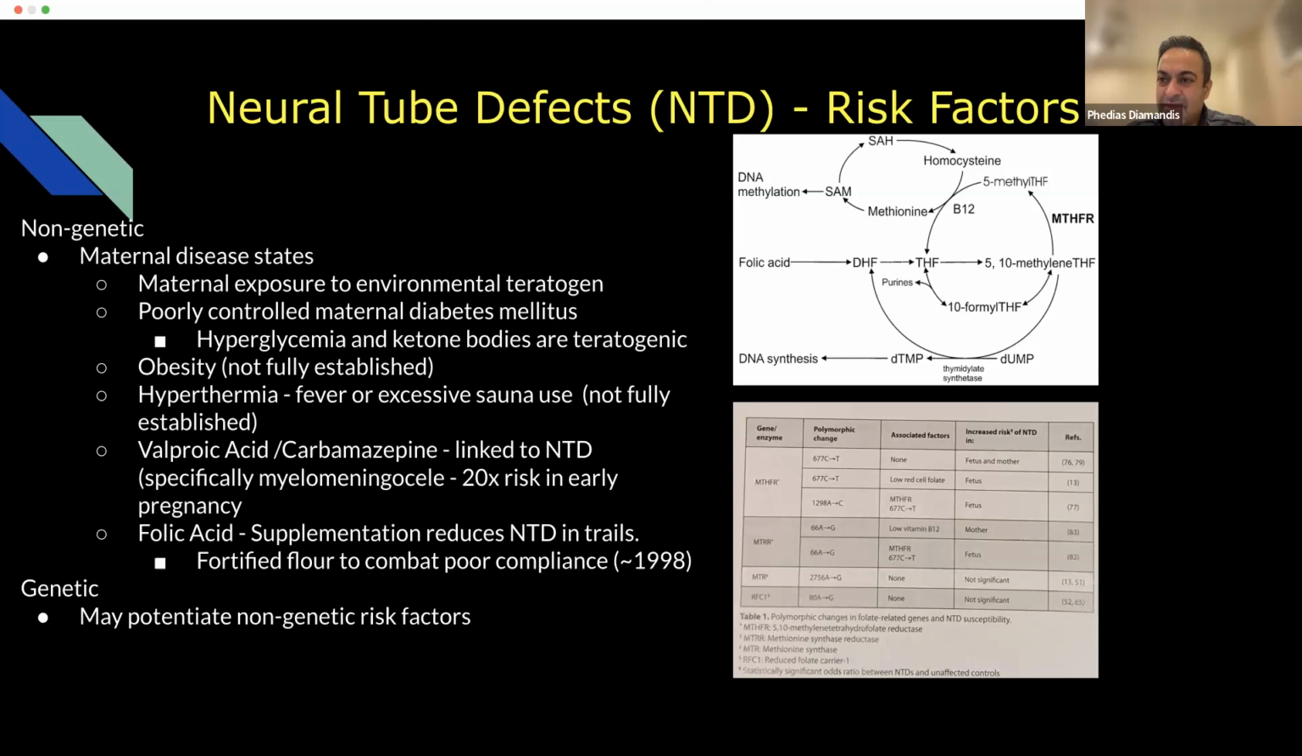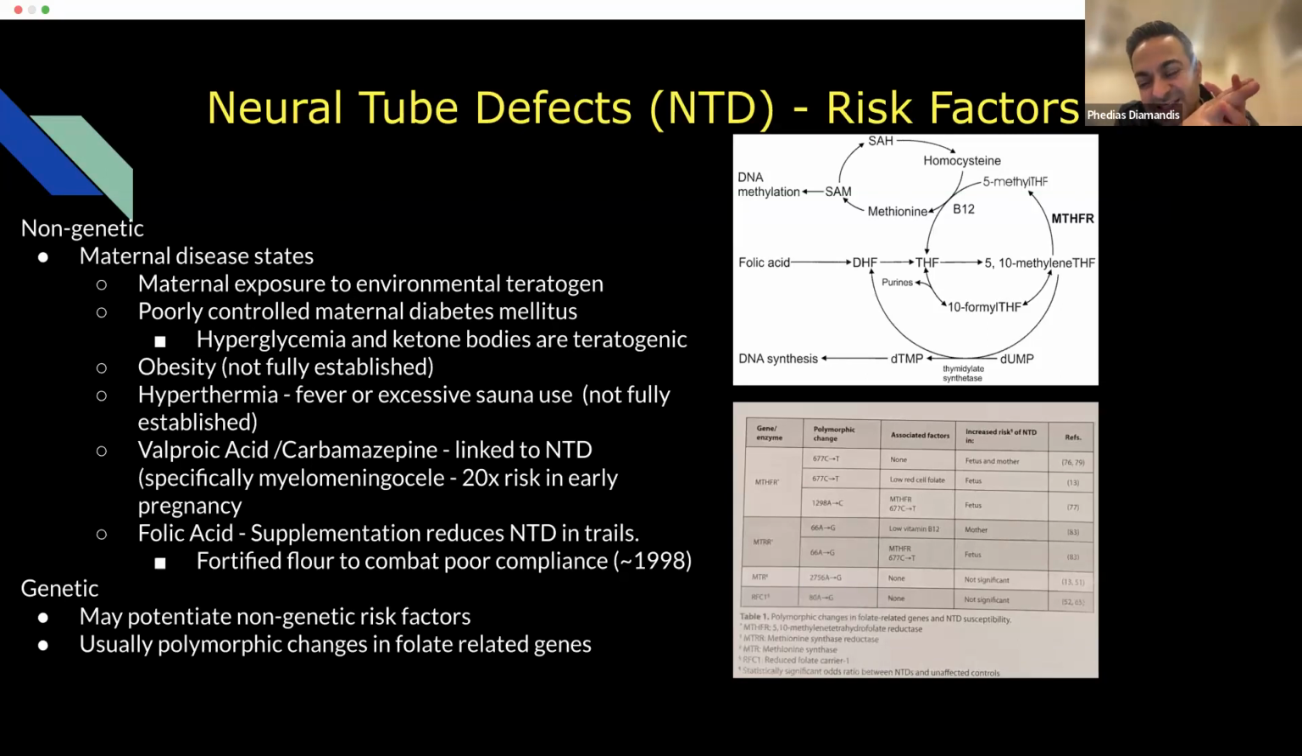Now, folic acid does not solve all the problems, so there may be some genetic components that interact with these non-genetic elements to lead to an increased propensity for neural tube defects. In fact, there are some polymorphic changes in folic acid-related genes that have been associated with neural tube defects in the mother and fetuses. And here's just a little table that highlights some of those genes, and really the majority of the genes are involved in this folic acid cycle.